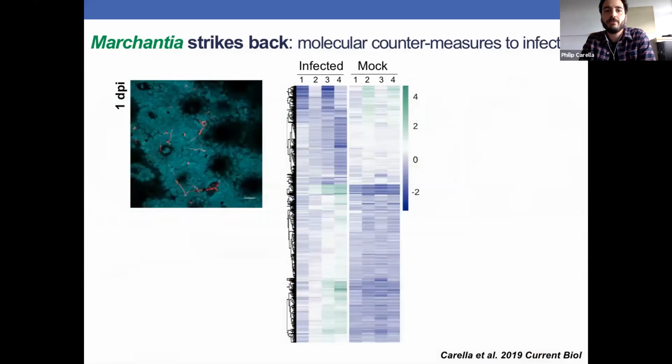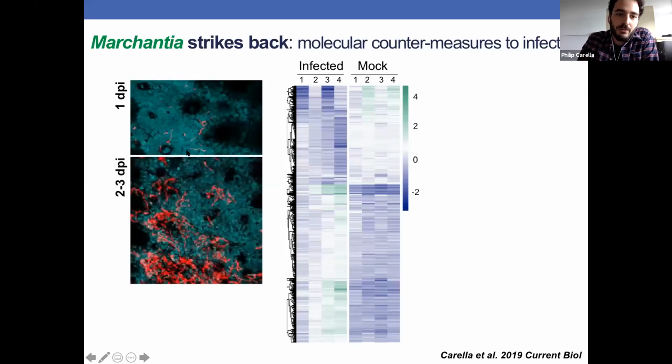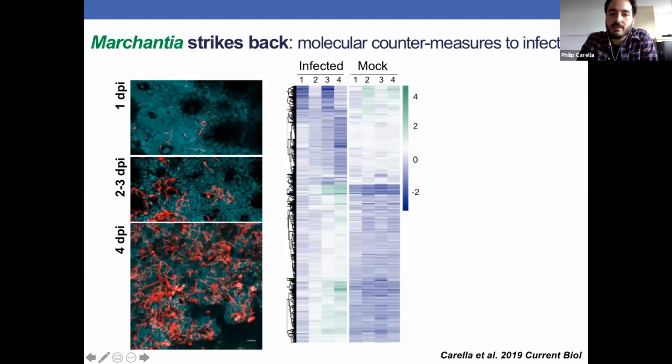To characterize the interaction, we started with some RNA-seq analysis to see what was going on, on both the pathogen side and the plant side, but I'm going to talk about the plant side. At 1 day after infection, you can see spores on the surface of the plant. This is an air chamber, and the hyphae have germinated along the surface. We also looked at 2 to 3 days after infection, where the pathogen is starting to colonize individual air chambers, and then at 4 days after infection, where mostly the plant is colonized and sporangia are developing, so the pathogen is completing its life cycle.